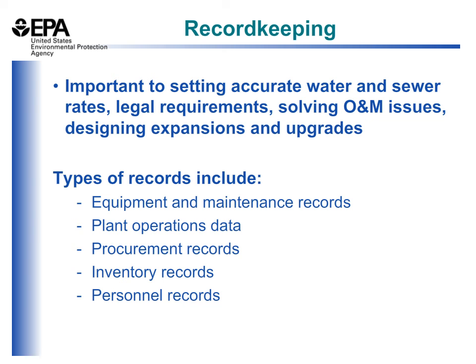And this type of budgeting and record keeping can allow for change or expansion in planning. You may have a community that's growing, you may have to provide more pumps or more storage, and well-kept records could let you set accurate water and sewer rates. Types of records include equipment and maintenance records, operations, procurement, what we purchased, inventory, do you need more spare parts, have they been used, and personnel, how much each staff person is getting paid.